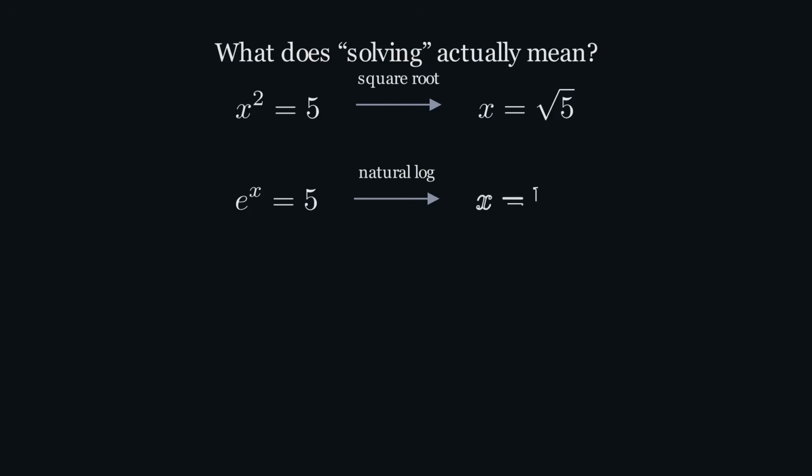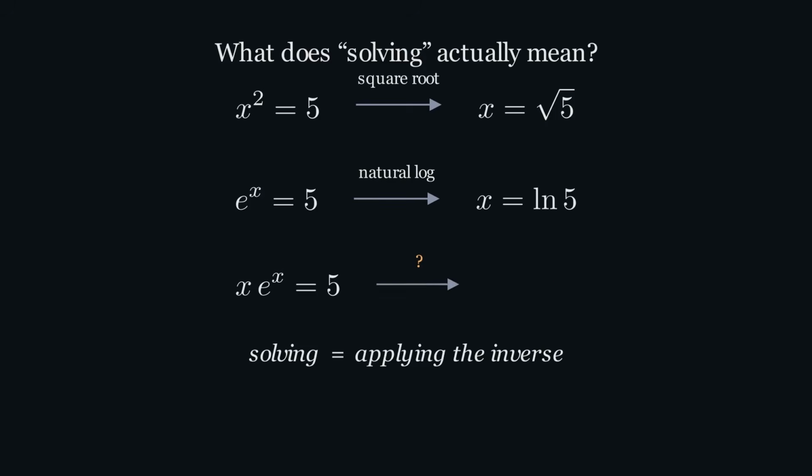Let me back up and ask a more honest question. What am I actually doing when I solve an equation? When I solve x squared equals 5, I apply the square root, the inverse of squaring. When I solve e to the x equals 5, I apply the natural log, the inverse of exponentiation. Every act of solving is secretly the same act. Apply the inverse function.